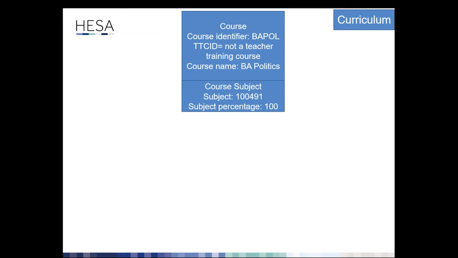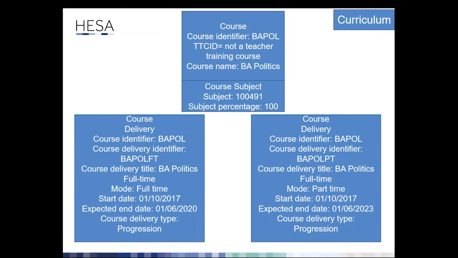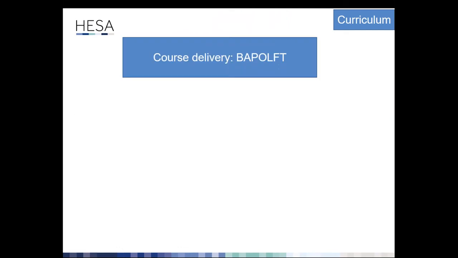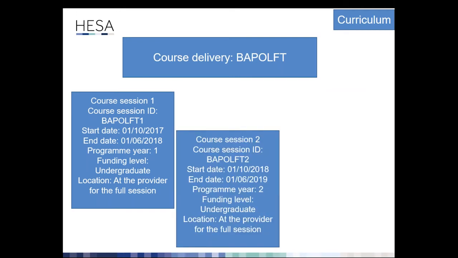So in this example, a provider's got 2 course deliveries that start at the same time. One is a full-time version and one is a part-time version. So you'd set up 2 course deliveries with the same start date, but they'd have different modes and different expected end dates. If we look at that full-time course delivery example, you then set up your course sessions associated with it. So within the course session, you have information including start and end dates, the program year, and the location. So here we've got at the provider for the full session. And then you do the same thing for the second and third year. So those course sessions are set up.